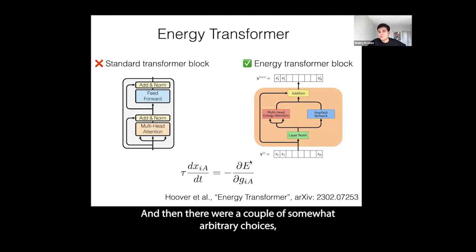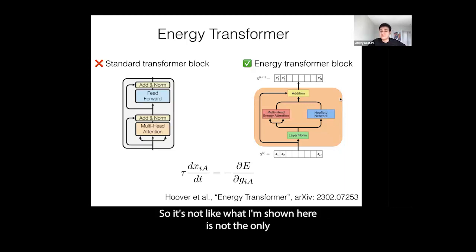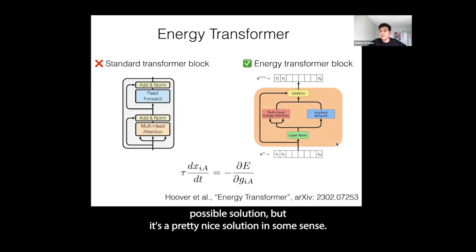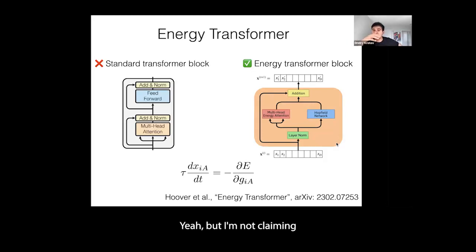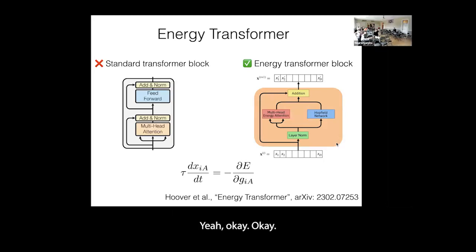And then there were a couple of somewhat arbitrary choices, like, for example, how you plug the feed-forward network versus the multi-head attention. Should you put them consecutively or in parallel? What I'm showing here is not the only possible solution, but it's a pretty nice solution. And in some sense, it's, how should I put it, the most simple solution if you want to design an energy-based system that in the forward path operates a little bit like a transformer. Yeah, but I'm not claiming that that's the only possible solution. I don't know if I'm answering your question or some different question. No, it's good. Yeah, okay.